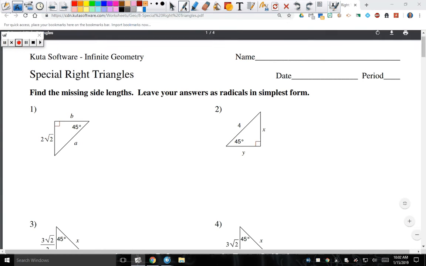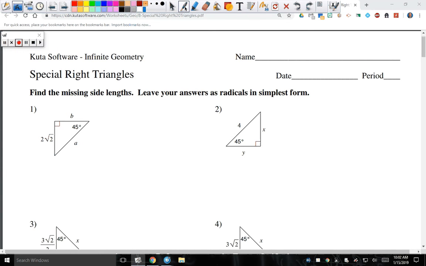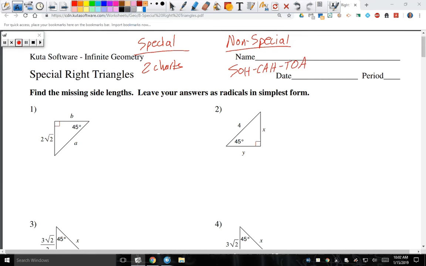Alright, so a review. First topic Tuesday, we're going to be talking about special right triangles. And for the special right triangles, there are two charts that we asked you to memorize, okay? Because they're dealing with a 45, 45, 90 or a 30, 60, 90 degree triangle. So when you see a right triangle, it's either going to be special, which is for these two charts that I'm talking about, or it's going to be non-special, meaning it's not 30, 60, 90 and not 45, 45, 90, and you're going to use SOHCAHTOA. You're going to use SOHCAHTOA over here as far as how to solve the right triangle. Okay, those are your approaches.